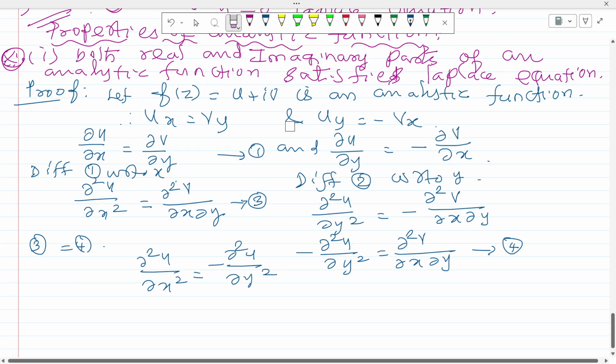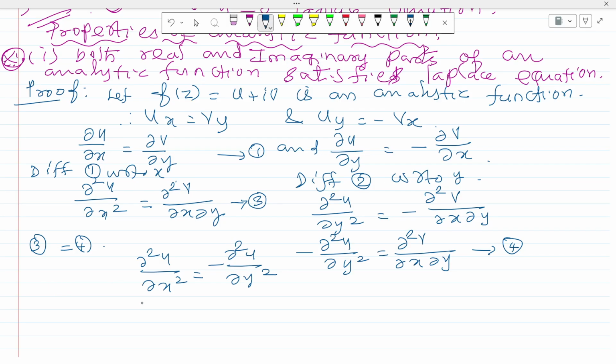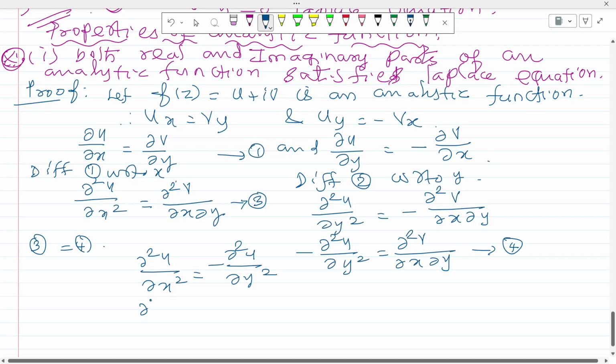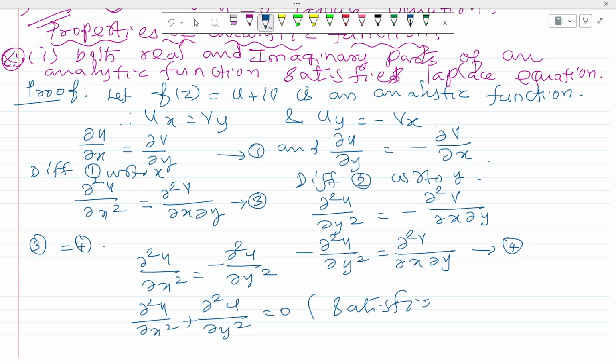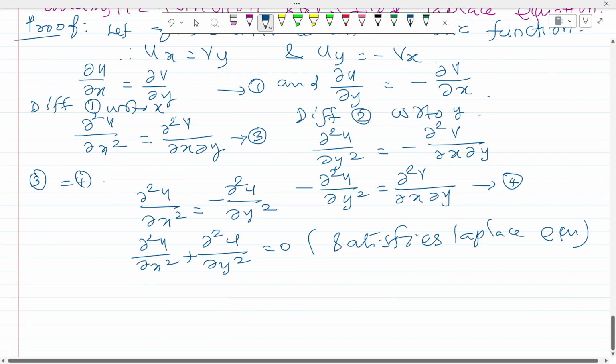You can see that, take that minus to that side. Then we will get dou square u by dou x square plus dou square u by dou y square equal to 0. So u satisfies the Laplace equation.